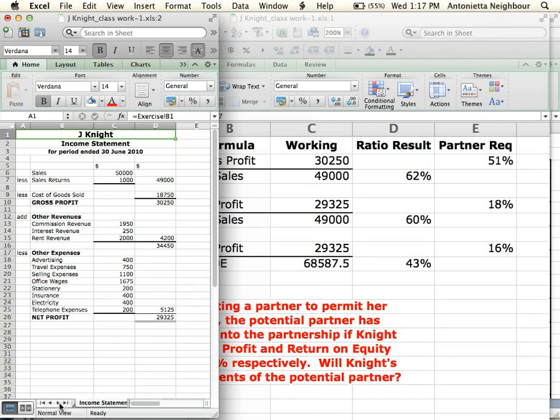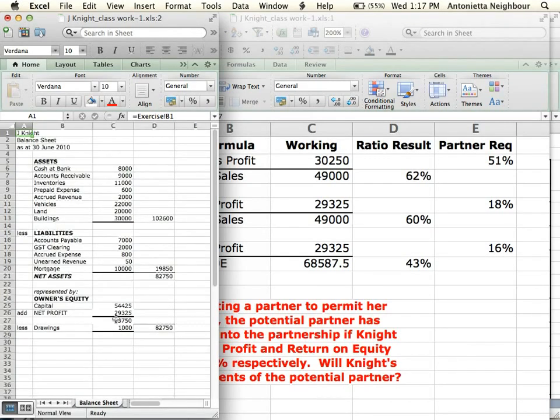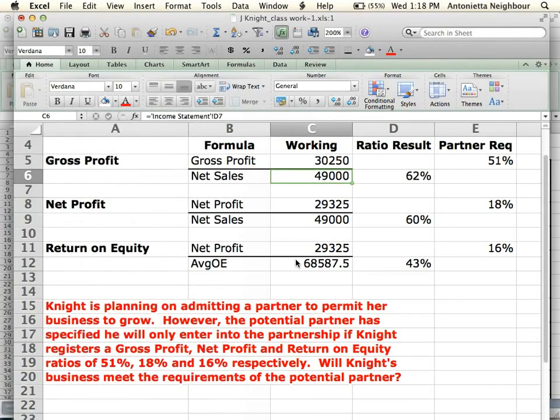And what about the average owner's equity? Average owner's equity is equity at the beginning of the period, which is 54,425. That's the figure you're given in the exercise. And then equity at the end of the period, which is basically the difference between the two, is the profit you made during the period and any drawings that the owner has made. So average those two figures out, and that's your average equity.